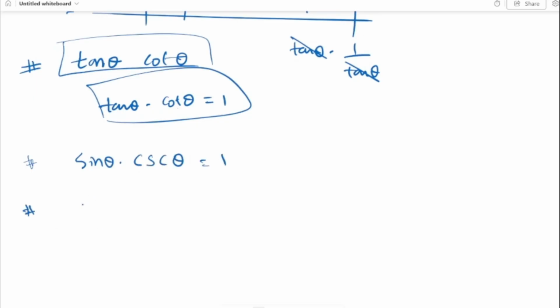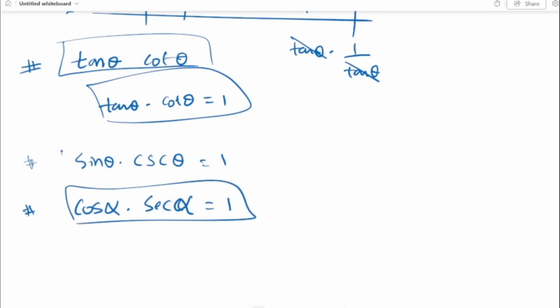Likewise, I've been using theta all the time, so let me use some other Greek letter. Cos alpha times secant alpha is 1, because they are reciprocals of each other. Now, let me solve some basic problems.